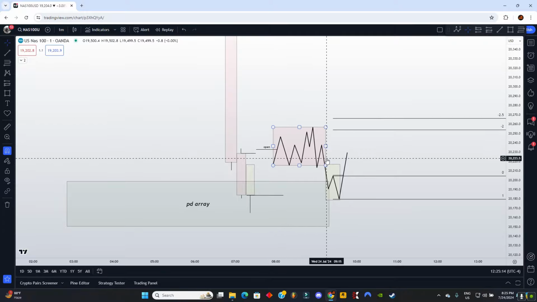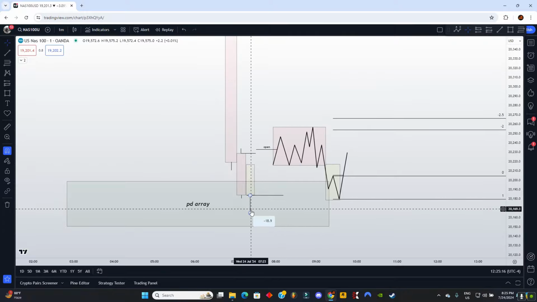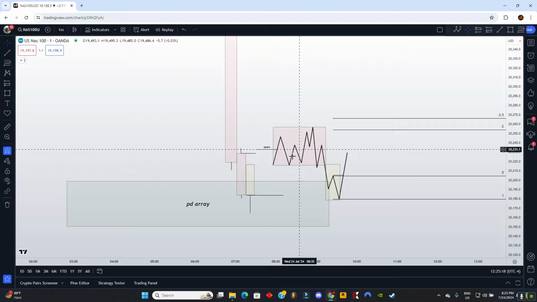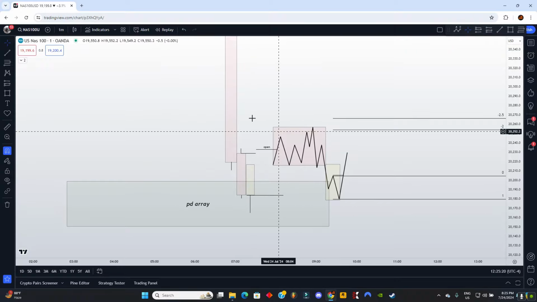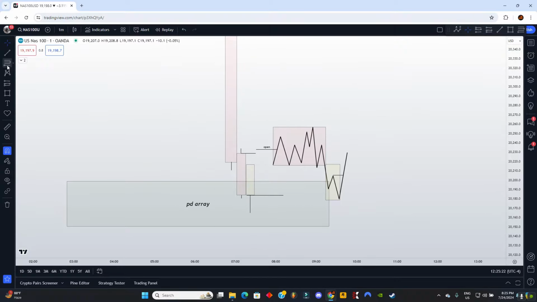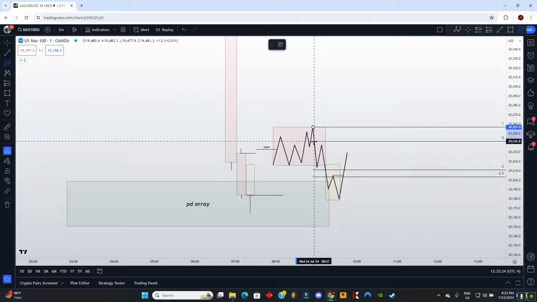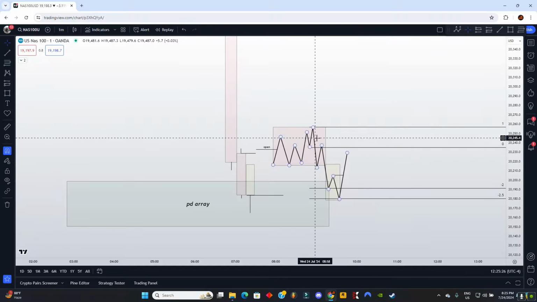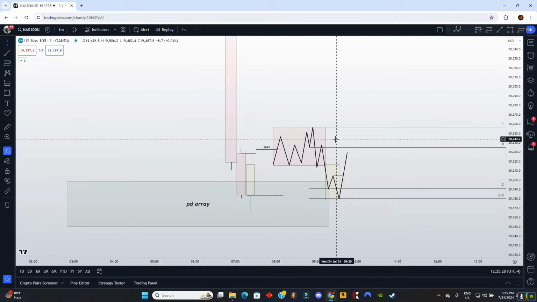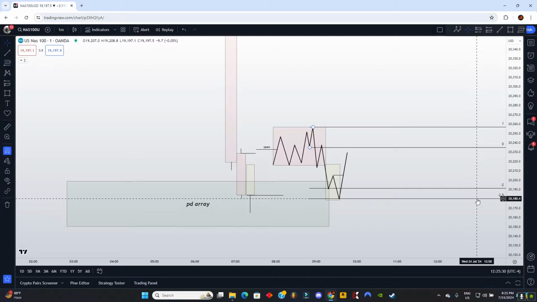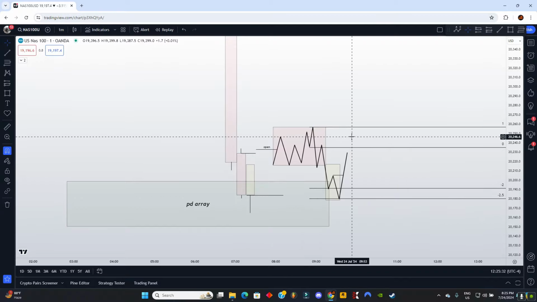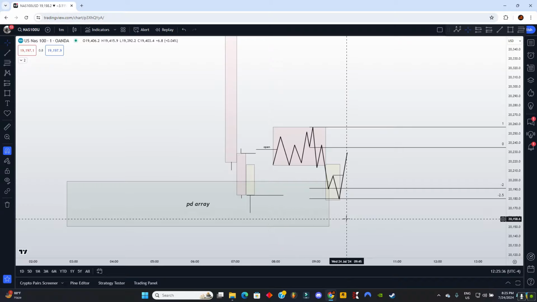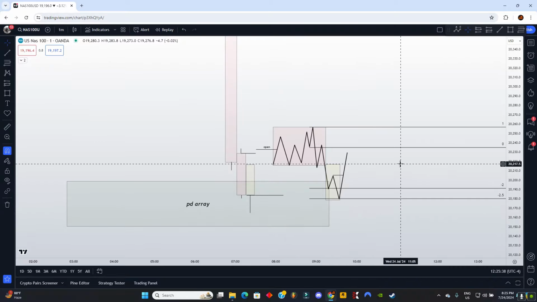We're going to have accumulation, and then we're going to have manipulation. This wick is the manipulation, but to measure the manipulation move, where it's going to end, we use the standard deviation projection. So from this high to this low, we're going to use our standard deviation tool, right? And -2 and -2.5 is from where price is going to reverse and give you the distribution phase, right? So this wick can be measured accurately with this method.